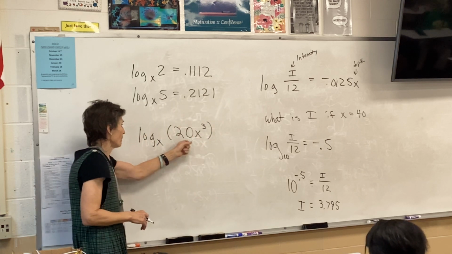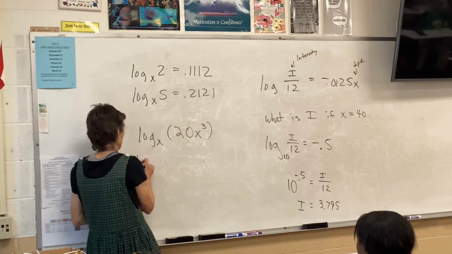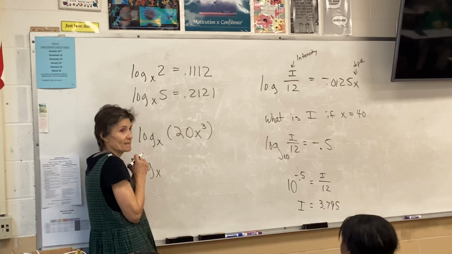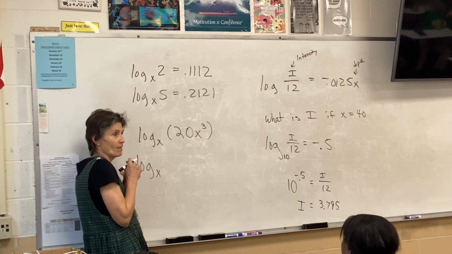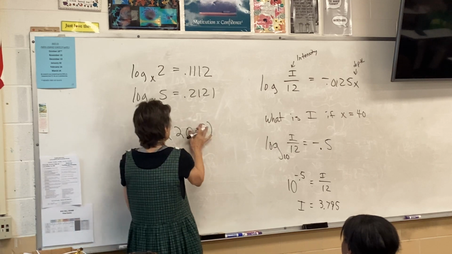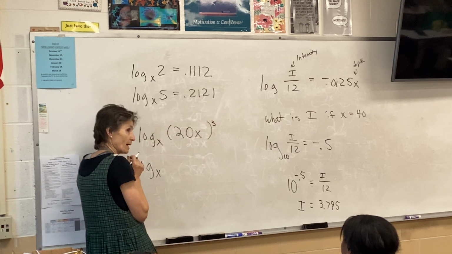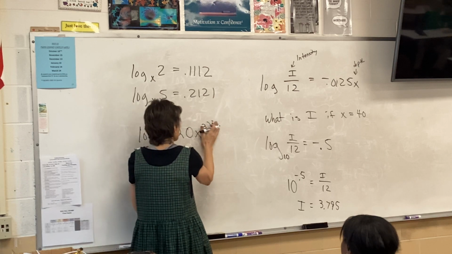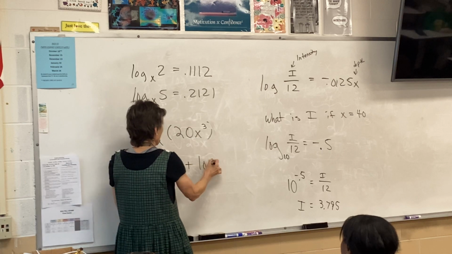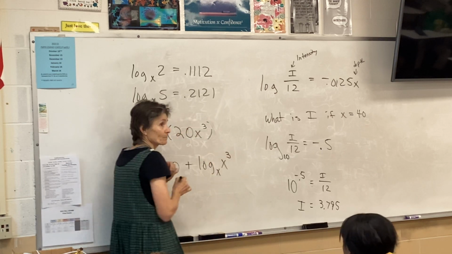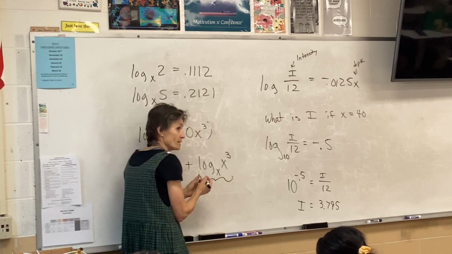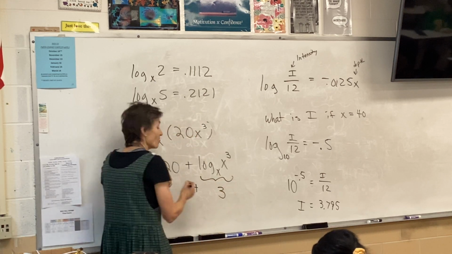All right, let's blow this up. So what are you going to do with that? You can get 3 on the outside first. Whoa, you can't do that. Does that 3 go on the outside? No. That 3 only goes with the x this time. If it were out here, then I would put it out, but I'm not going to. First thing I'm going to do is split this and make it log 20 plus log x cubed. Does that make sense to you? And then of course this one is just 3, so I'm done with that one.